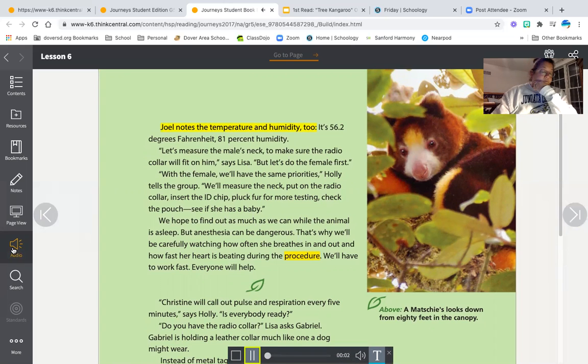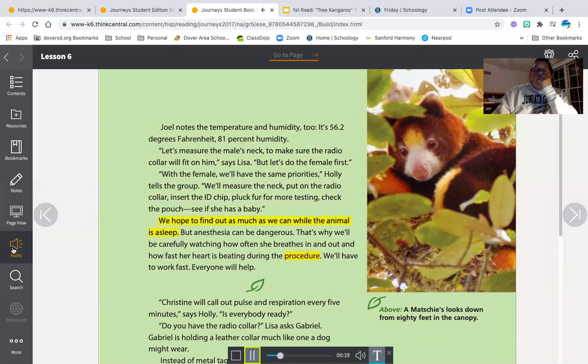Joel notes the temperature and humidity too. It's 56.2 degrees Fahrenheit, 81% humidity. Let's measure the male's neck to make sure the radio collar will fit on him, says Lisa, but let's do the female first. With the female, we'll have the same priorities, Holly tells the group. We'll measure the neck, put on the radio collar, insert the ID chip, pluck fur for more testing, check the pouch, see if she has a baby.